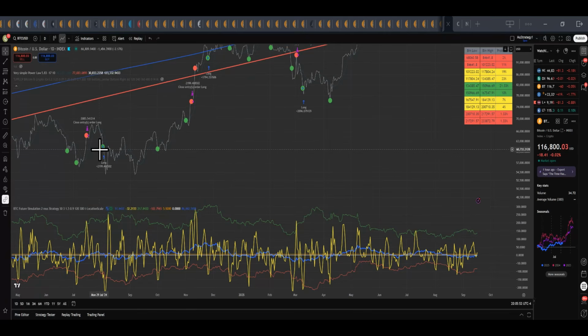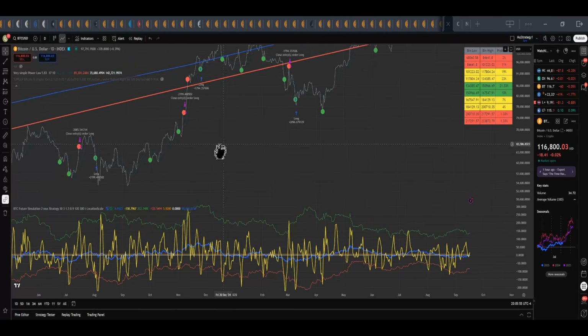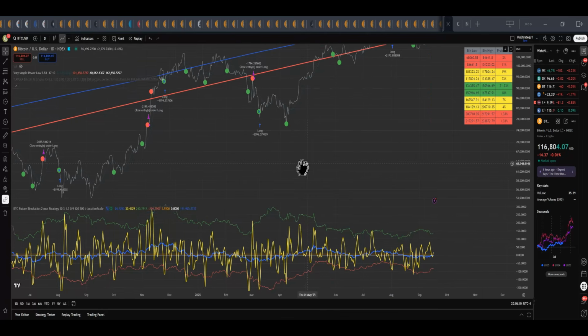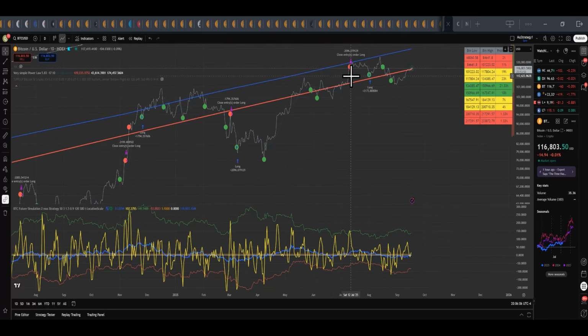But they're pretty good. Look, it wants to buy here and then sell here. This was a gain. It wants to buy here and sell there. Maybe this was a wash, they're kind of the same height. It wanted to buy here and sell there.